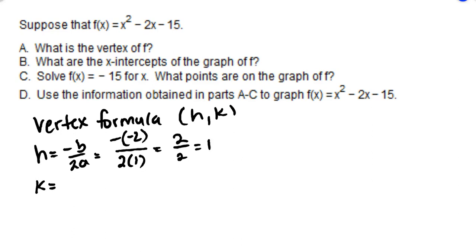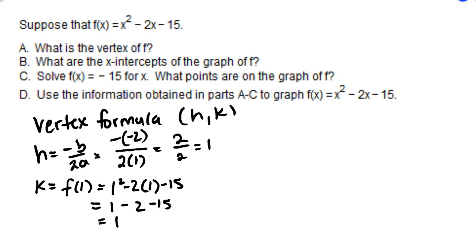We can find the y-coordinate of our vertex by substituting that value of 1 into the function. So that gives 1 squared minus 2 times 1 minus 15. That's 1 minus 2 minus 15. 1 minus 17 is negative 16. So we have a vertex of (1, negative 16).